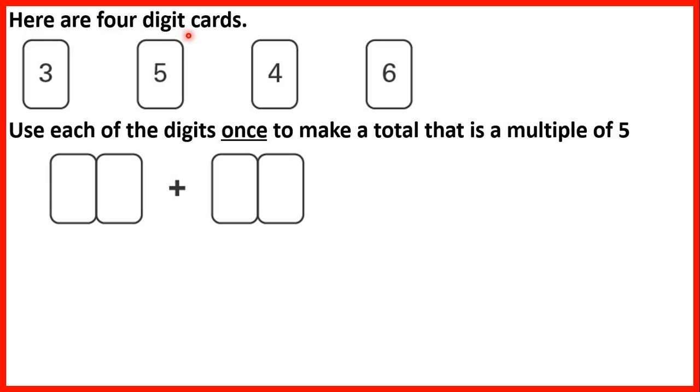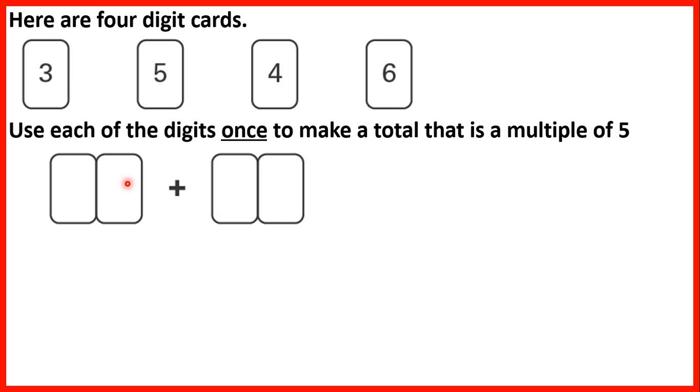Here are 4-digit cards. We have 3, 5, 4 and 6. Use each of the digits once to make a total that is a multiple of 5. So a multiple of 5 is a number in the 5 times table, or a number that can be divided by 5 without giving a remainder. So all multiples of 5 end in a 5 or a 0.